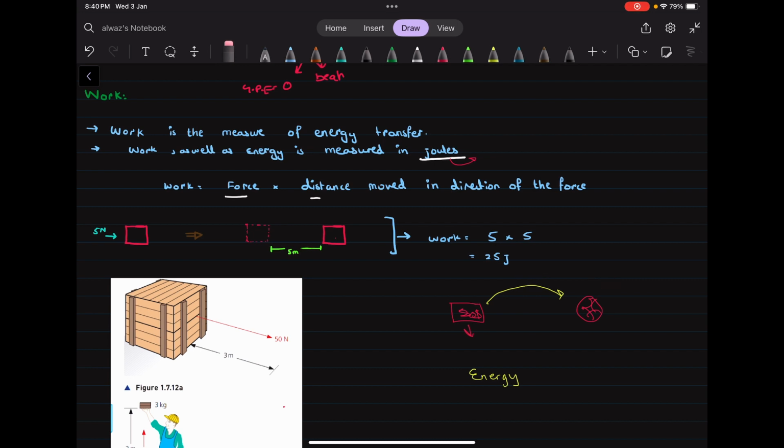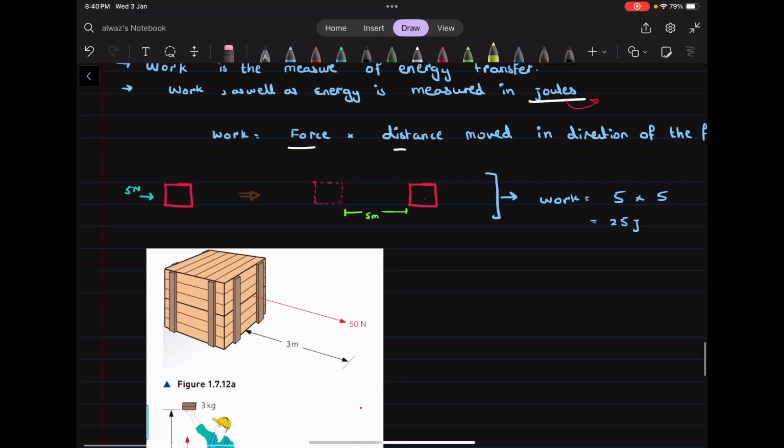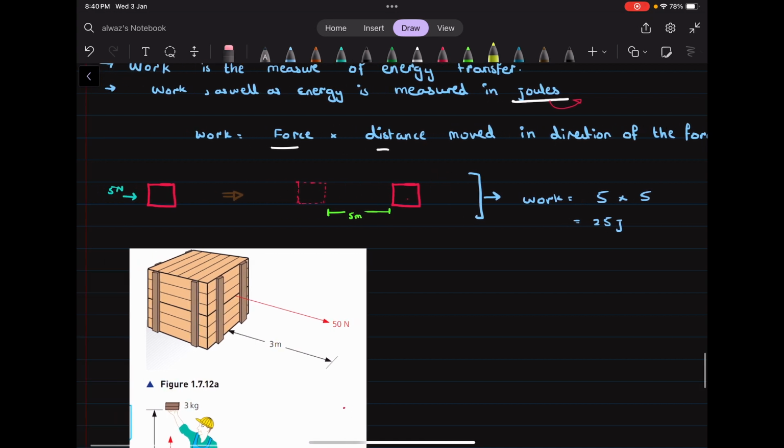So moving on, let's talk about work and how it works. Work is the measure of energy transfer. It is also measured in joules. And the formula for work is equal to force multiplied by distance moved in the direction of the force.